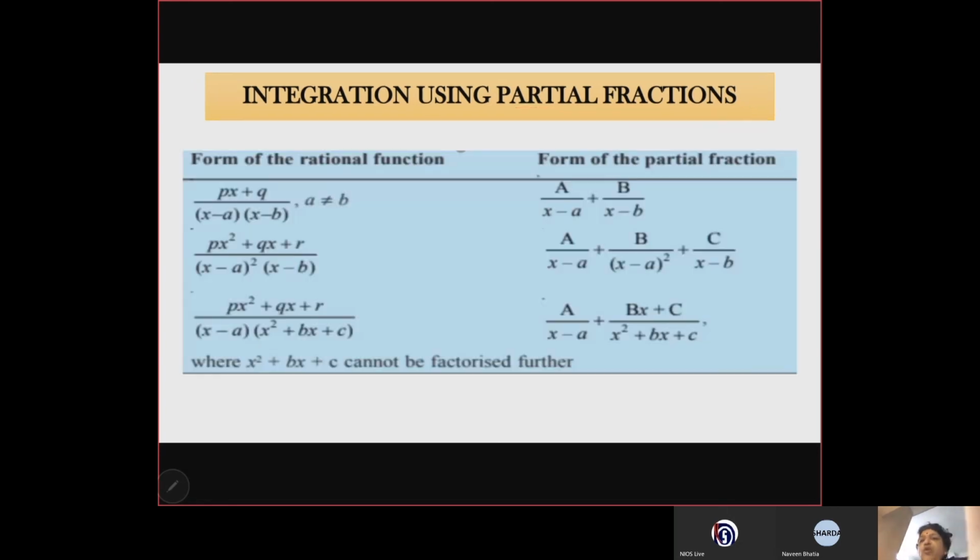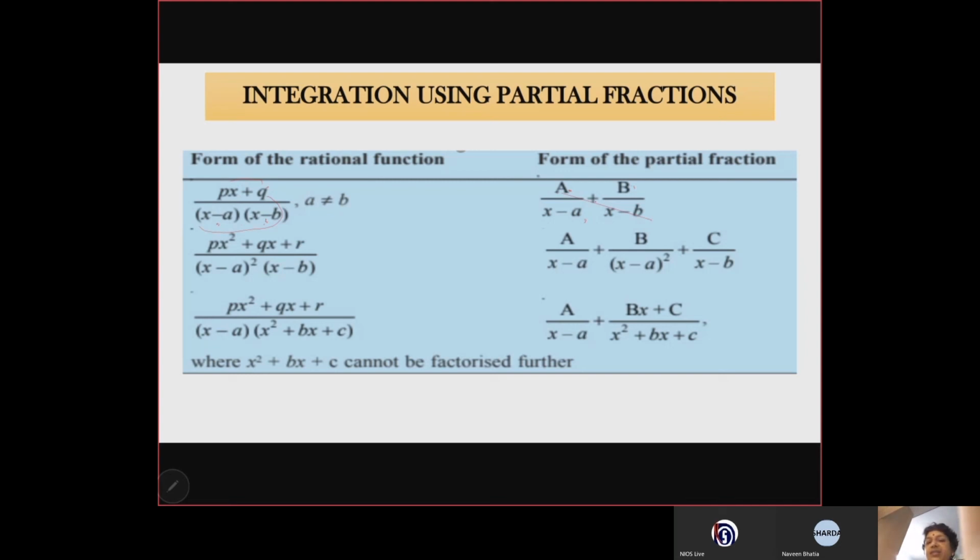So which are the different forms? Suppose I have a polynomial in the numerator upon another polynomial in the denominator, which I have to see is fully factorized. Suppose I have two linear terms, (x − a) into (x − b). So as I wrote 5/6 is equal to 1/2 + 1/3, similarly, this I try to write as a constant upon (x − a) plus another constant upon (x − b). And then we try to find the values of A and B. We would be coming to that when we do the examples.